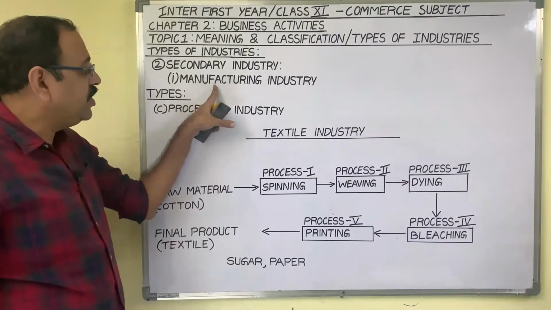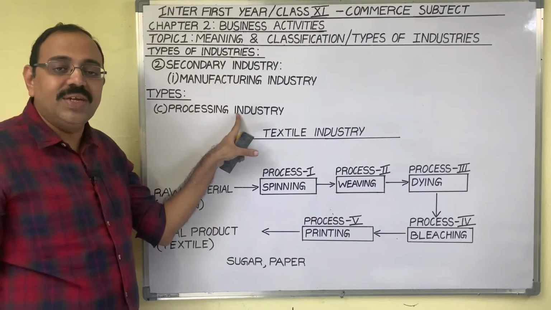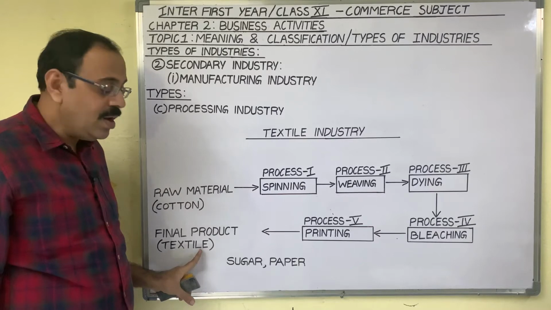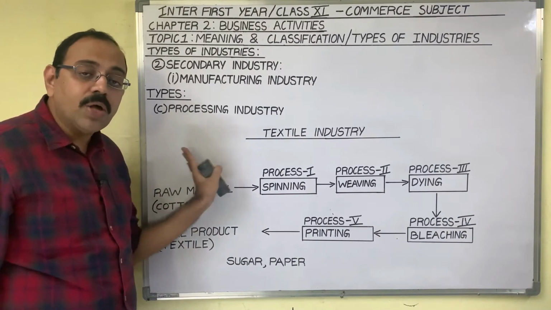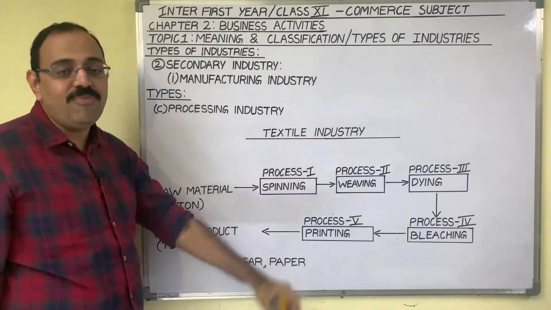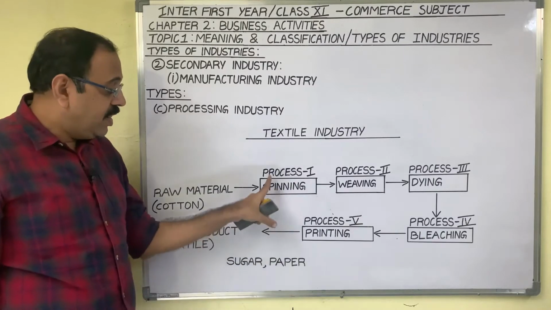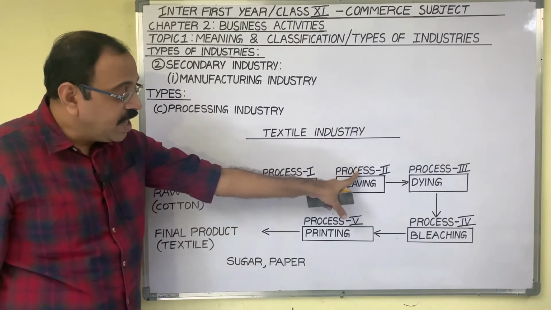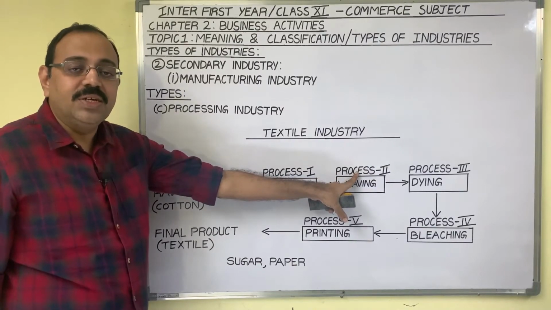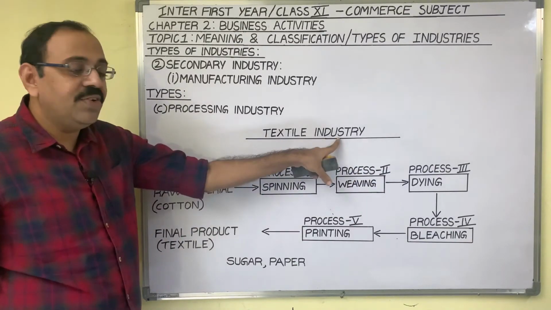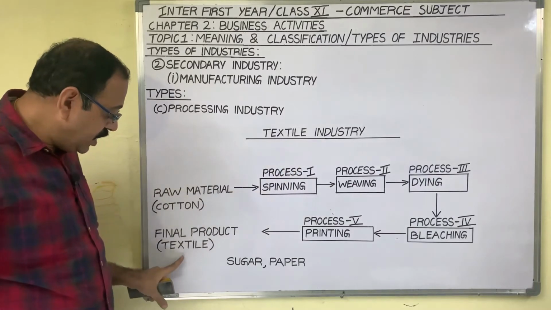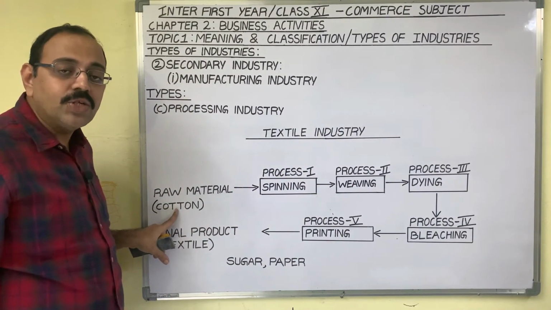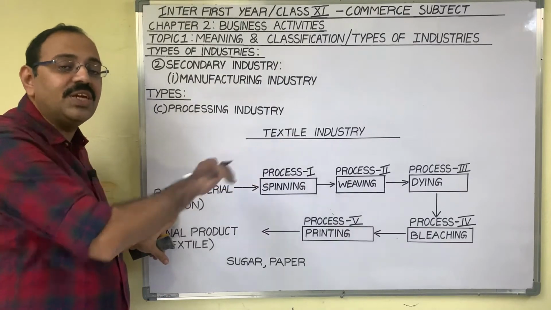Third manufacturing industry is processing industry. In this industry, to manufacture the final product, raw material has to pass through different stages of manufacturing. The final product of one stage becomes the raw material for the next immediate stage. For example, take textile industry. To manufacture textile, the raw material is cotton. Cotton has to pass through different stages.